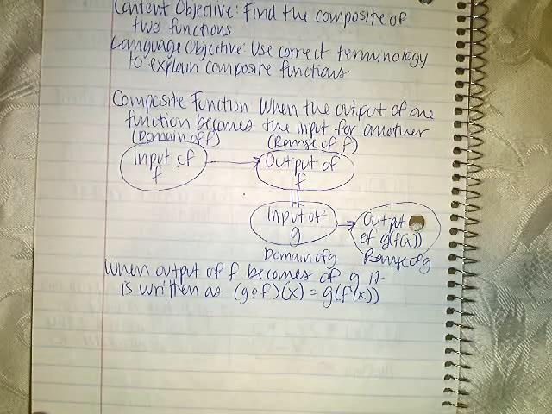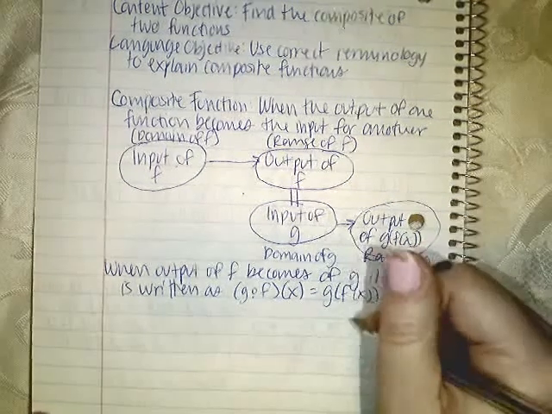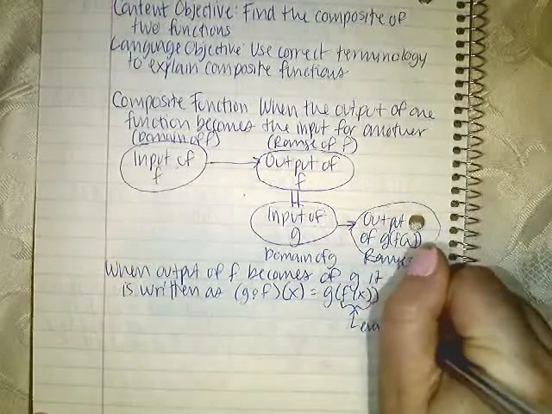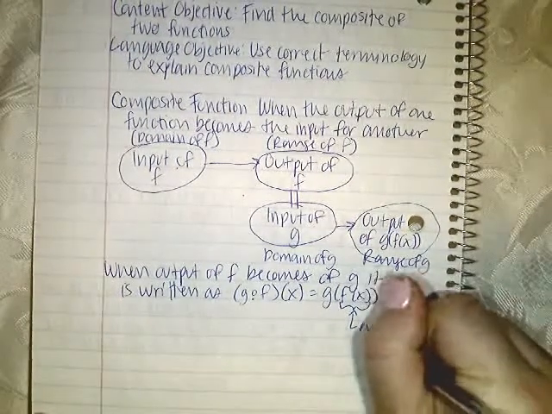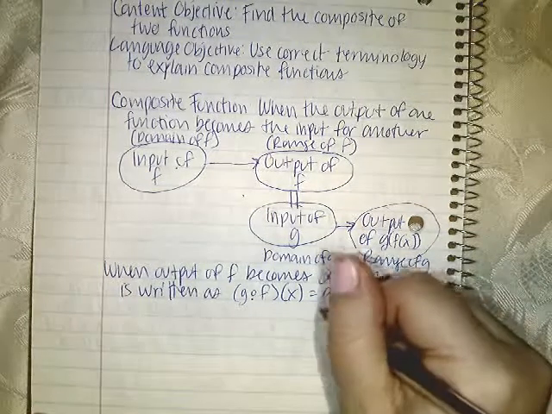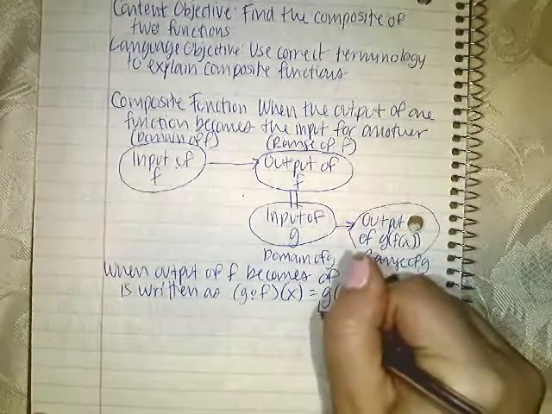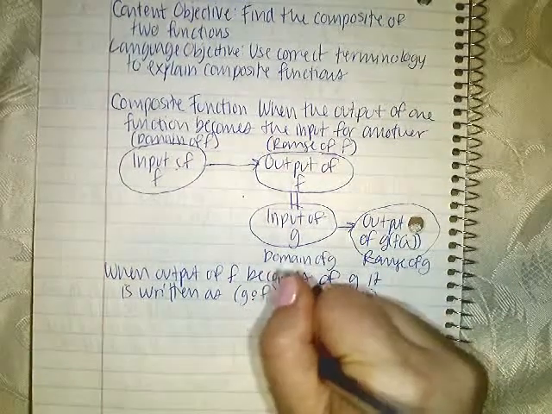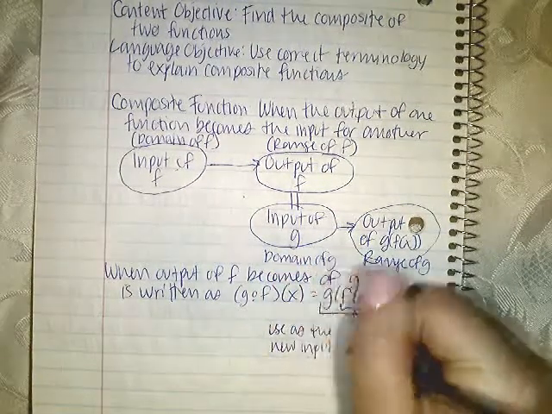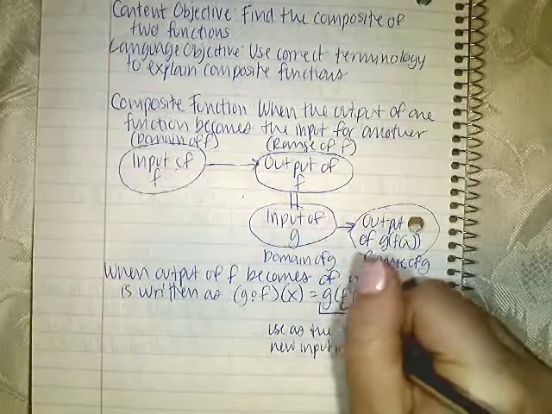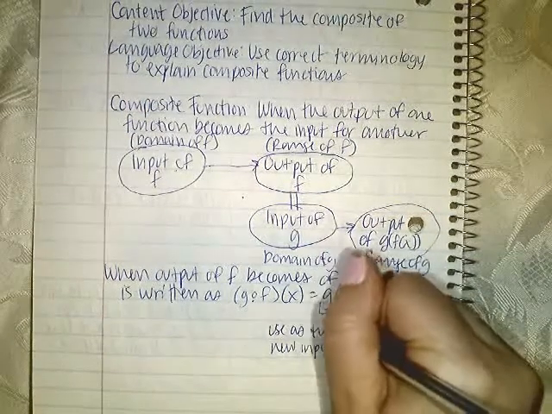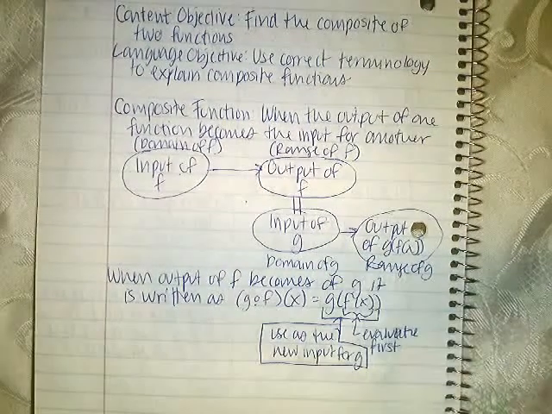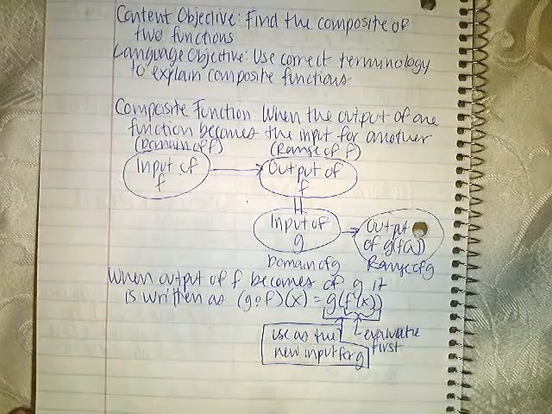into that function. So what this means is we would first evaluate f of x, and then once we got that value, we'd plug it in and use it as the new input for g. So this becomes the new input for g. So we plug it in there, plug it into g.